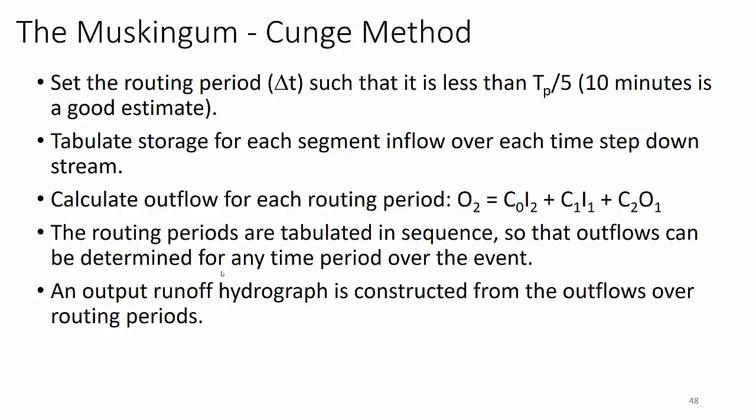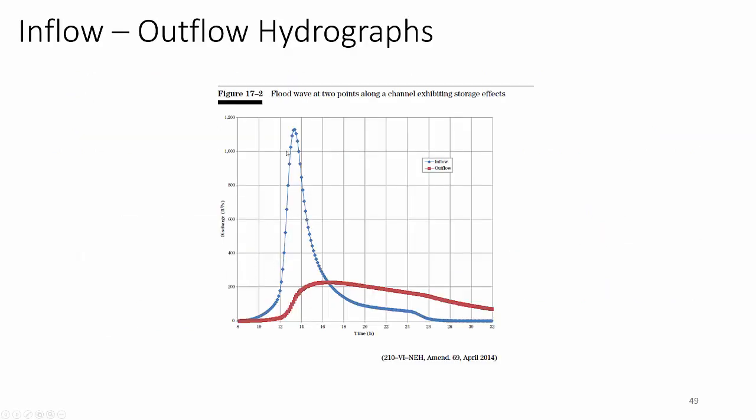Calculate each outflow for each routing period. The routing periods are usually tabulated in sequence, so the outflow can be determined for any period over the event. An output runoff hydrograph is constructed from the outflows over routing periods. It sounds complicated. It's really not. You end up with an outflow hydrograph that looks like this.